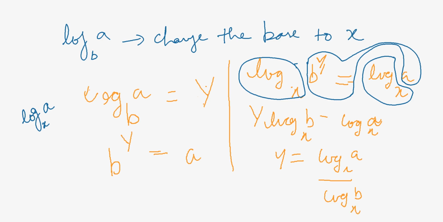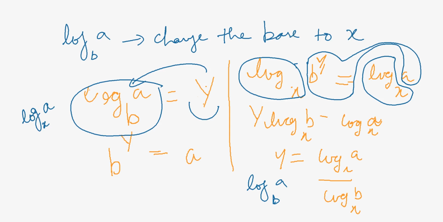Y is nothing but log a to the base b. Because originally the y is not at all in the problem. We introduced that to represent this whole quantity. So eventually we have to say that log base b acting on the operand a can also be written as log a to the base x over log b to the base x. So you captured the whole idea, right?